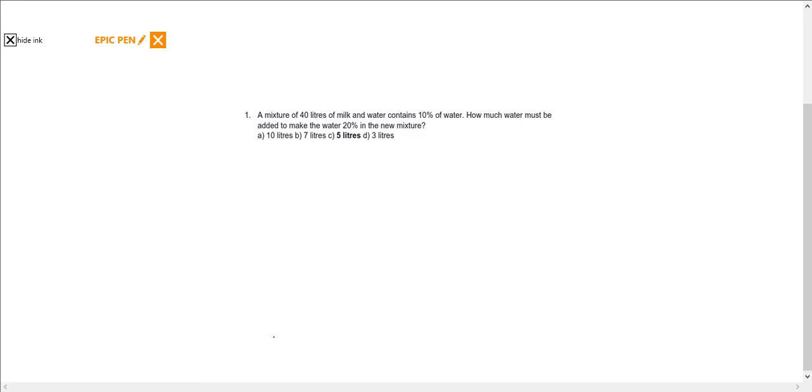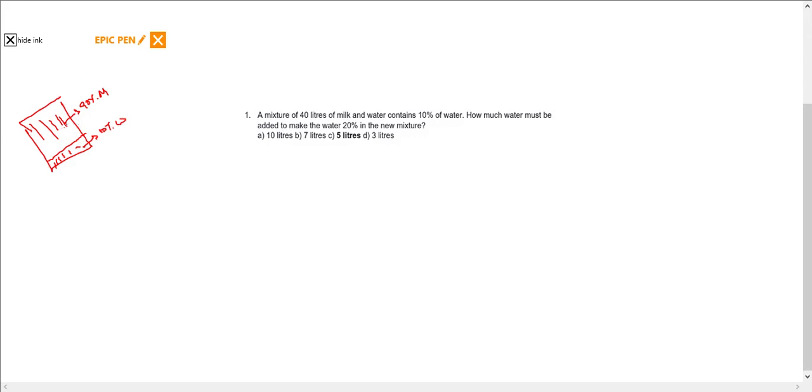Okay, here's the first question. A mixture of 40 liters of milk and water contains 10% of water. How much water must be added to make the water 20% in the new mixture? So we have a mixture which contains 10% water, and the rest, 90%, is milk. This is 90% milk and 10% water. How much water must be added to make the water 20% in the new mixture?